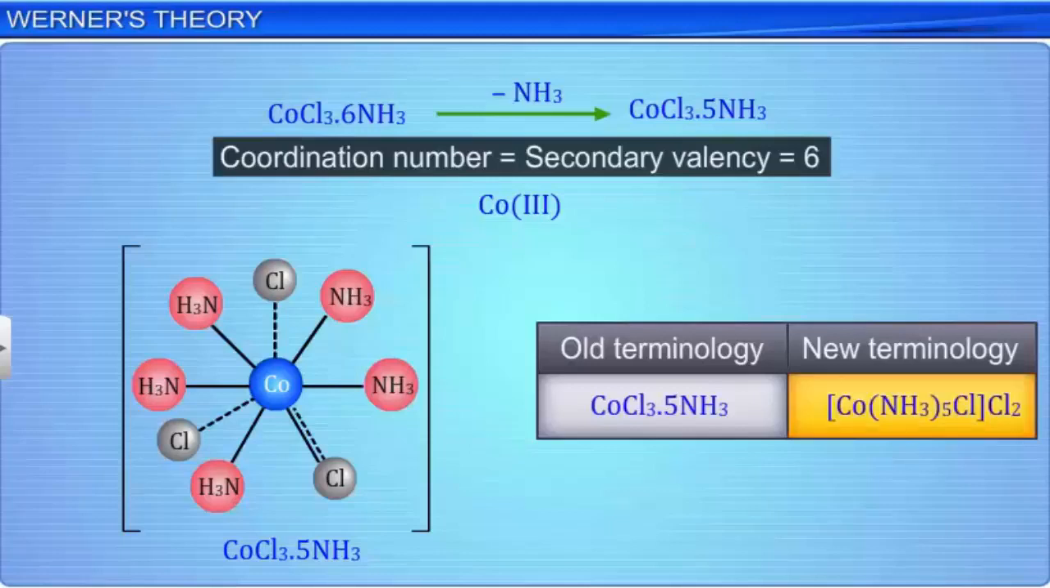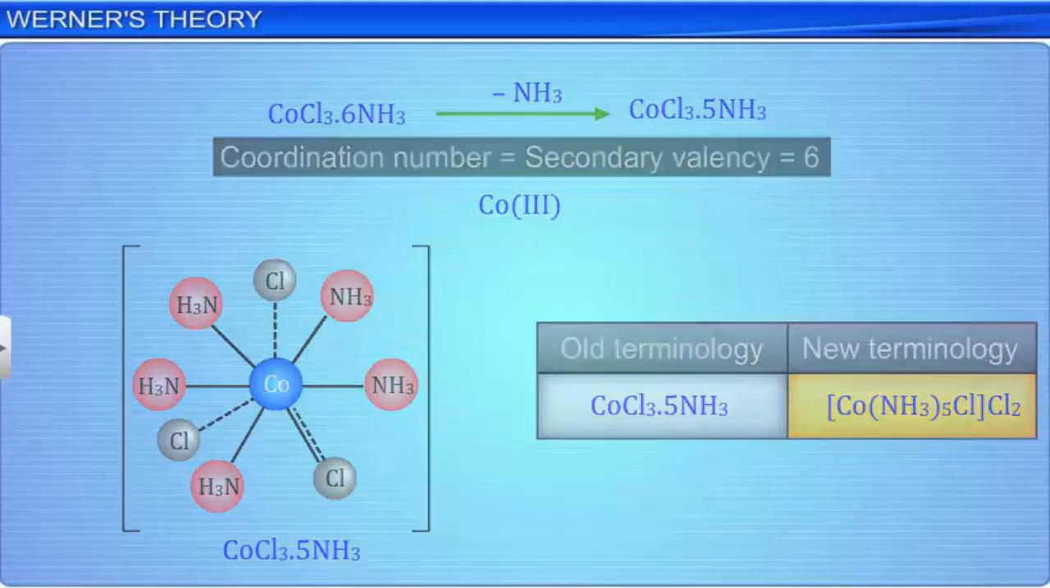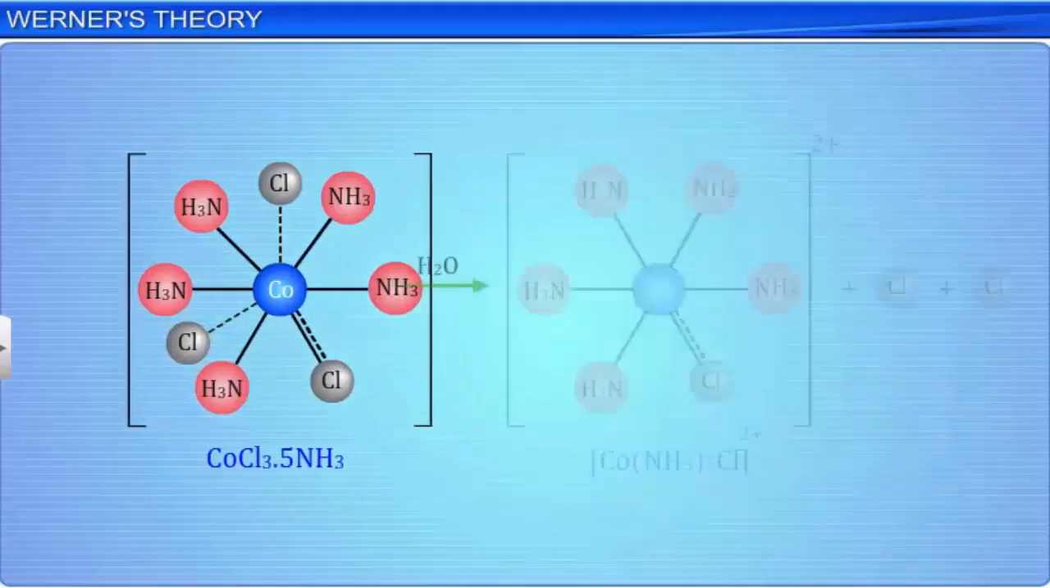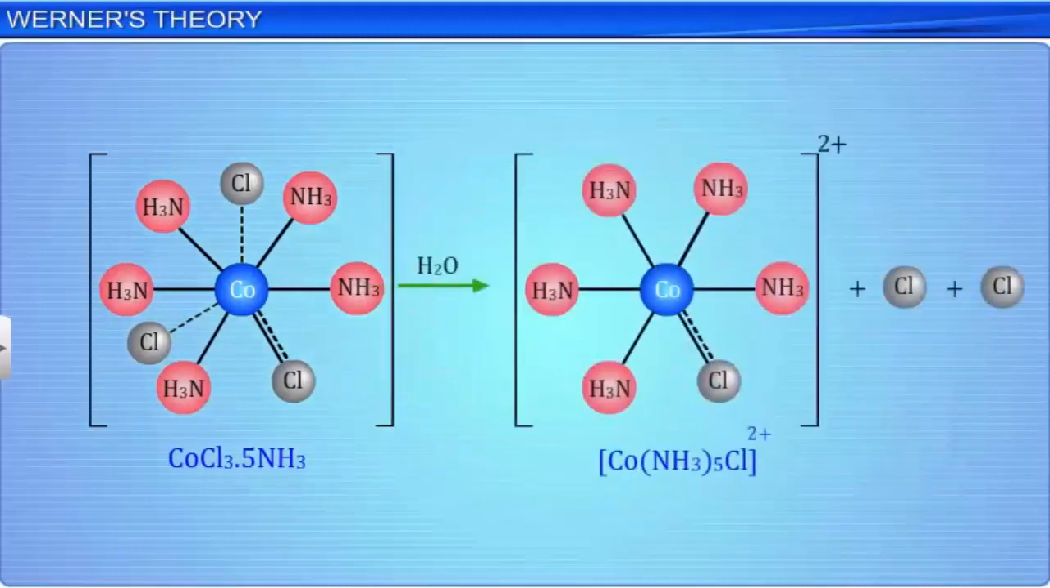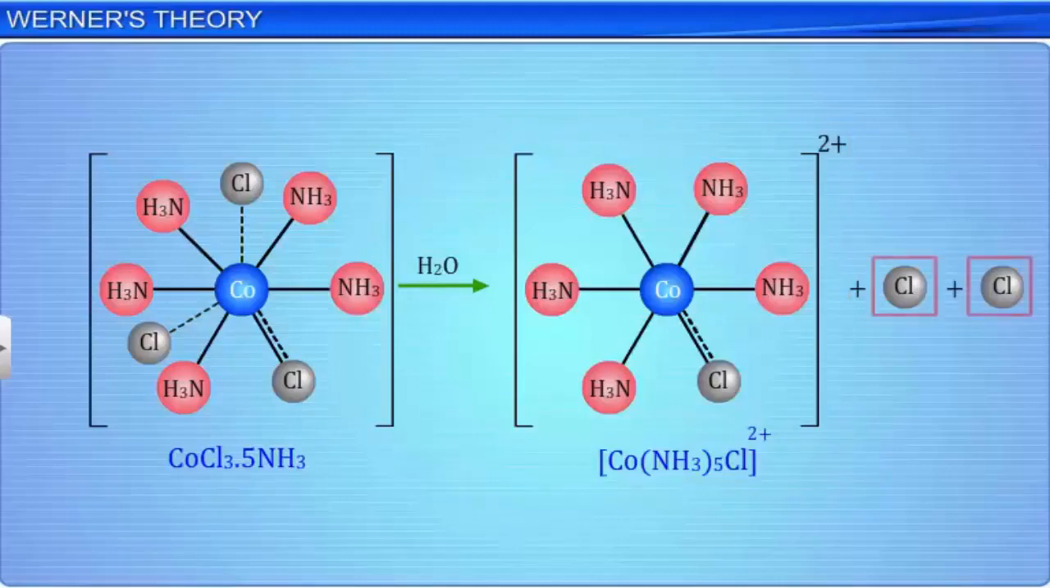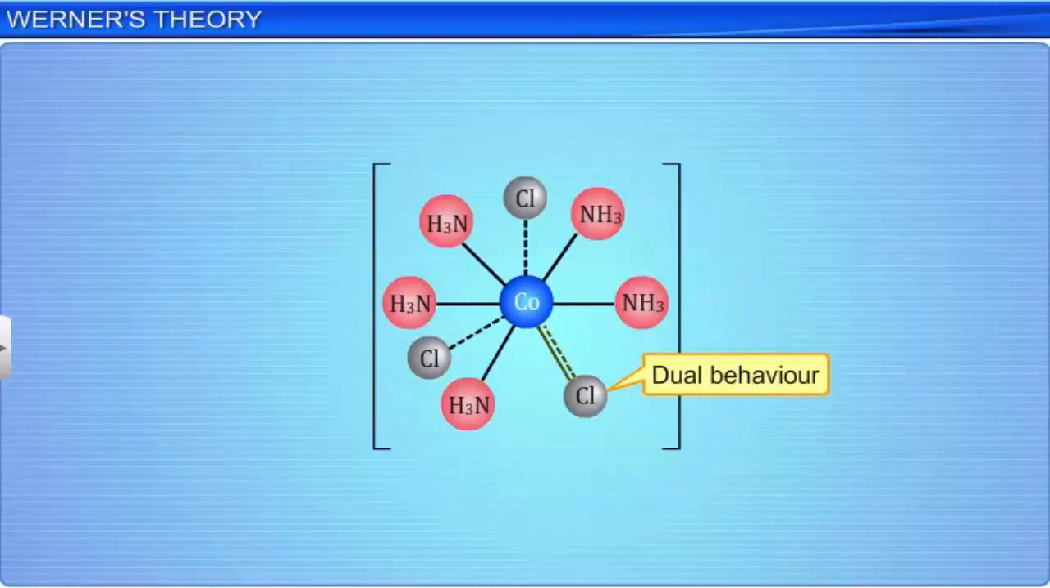Thus, only 2 of the 3 chloride ions are ionic, and thus only 2 are precipitated as silver chloride with silver nitrate. On ionization, this complex will give 3 ions: one [Co(NH3)5Cl]2+ ion and 2 chloride ions. As can be seen from its structure, one chloride ion, which is playing a dual role, is shown by a thick as well as a dotted line.